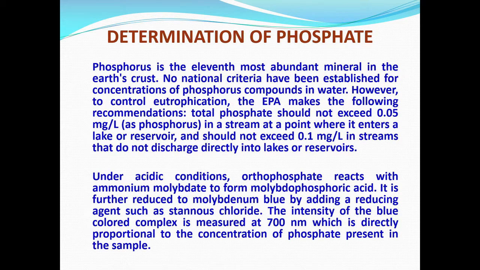The best method is the molybdophosphoric acid method. Normally orthophosphate reacts with ammonium molybdate to form molybdophosphoric acid, and it is reduced to molybdenum blue by adding a reducing agent such as stannous chloride. The intensity of the blue colored complex is measured at 700 nanometers, which is directly proportional to the concentration of the phosphate present in the sample.